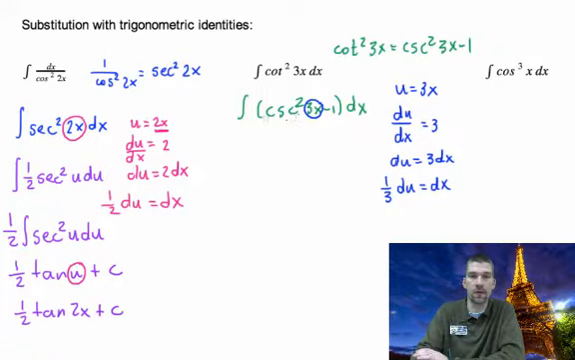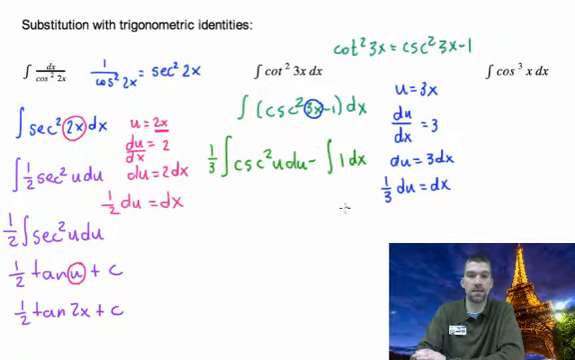And this guy's a little bit interesting because we can actually look at this in two ways. We can look at this as 1/3 integral of cosecant squared of u du minus the integral of 1 dx. Okay, and why can I do that? Because when I integrate, if I have a plus or minus sign, I can separate my integrals into those different pieces. So that's what I've done here. And now we can integrate.